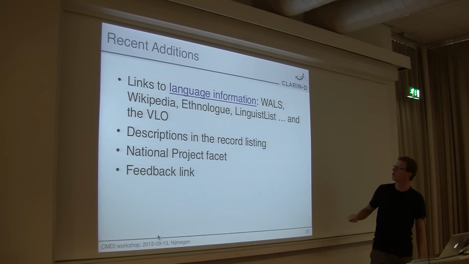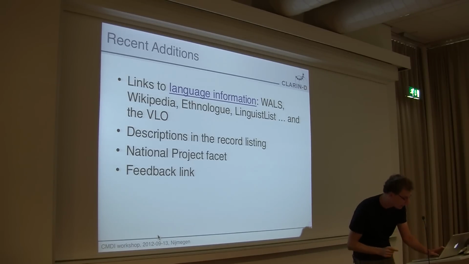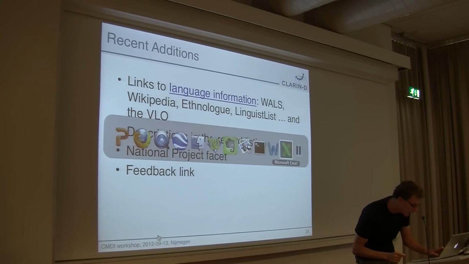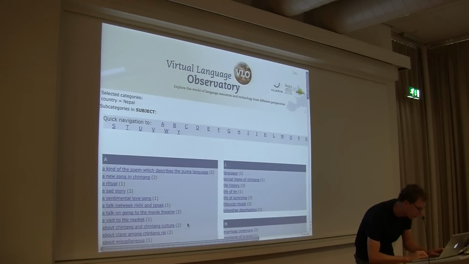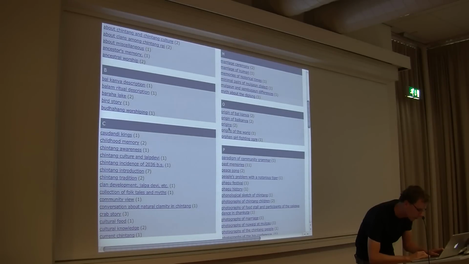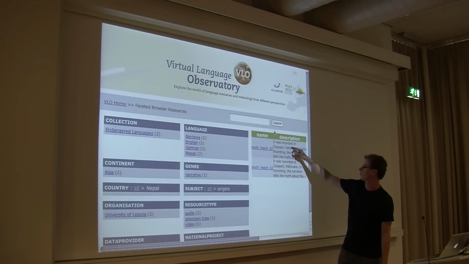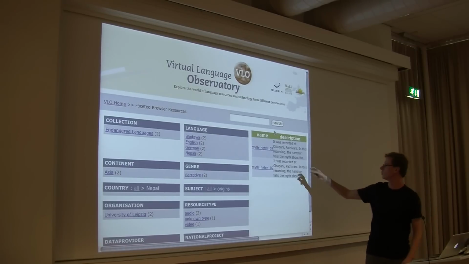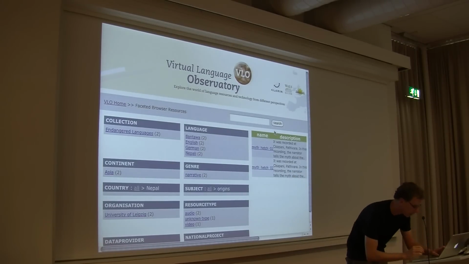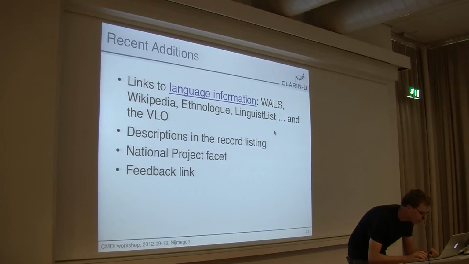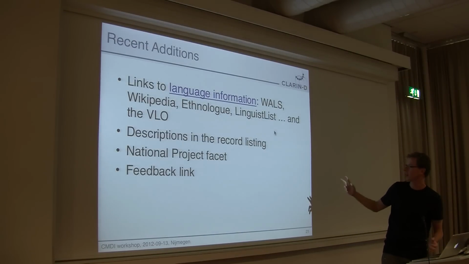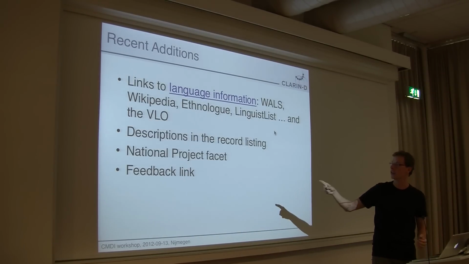Some recent additions to the VLO were the language information. You've all seen that. There is the addition of descriptions in the listing of the individual records. I'll just select something here. So here you have now both the name and a short description, so it makes it easier to select something relevant in the end. There is the addition of the national project facets. I've also shown that, and something which is going to be added is this feedback link.